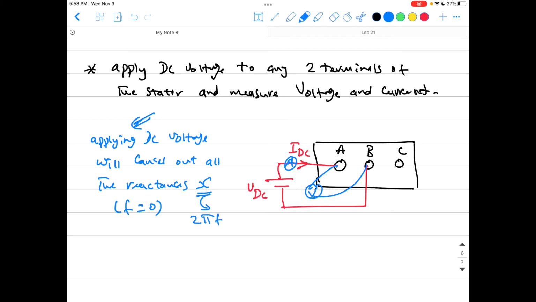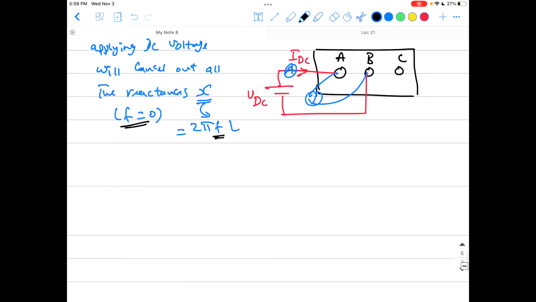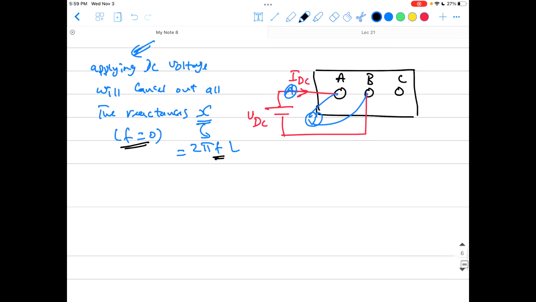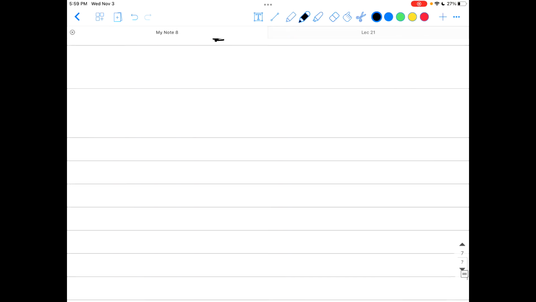all the X's actually, which is 2 pi FL. So by having a DC, this frequency goes to 0, so all the X's are 0. And you just don't have anything in this stator, you are just applying the voltage to the R1. Yeah, so we are applying DC voltage to the stator, guys. So yeah, this will be just having access to the stator terminals, and you just don't have anything but this guy. Okay, that's why we're using DC, not AC.